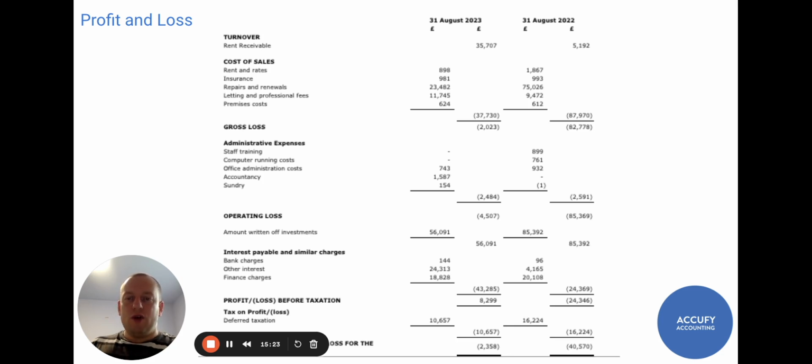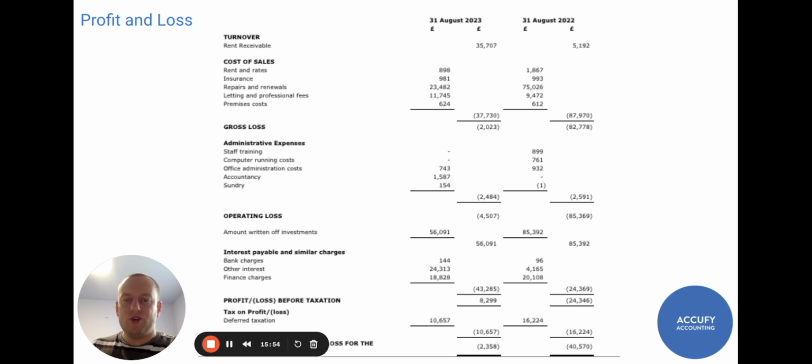We then have below that interest payable and similar charges. So this is where we have bank charges, which could be the cost of using your bank account on an annual basis. I'd definitely recommend, if you're able to, try and use a bank which doesn't charge you every month to use their services. For example, one of the challenger banks like Starling don't charge you. However, if you use one of the more standard banks, you might find you have annual fees, monthly fees, which you have to pay, which are captured here.